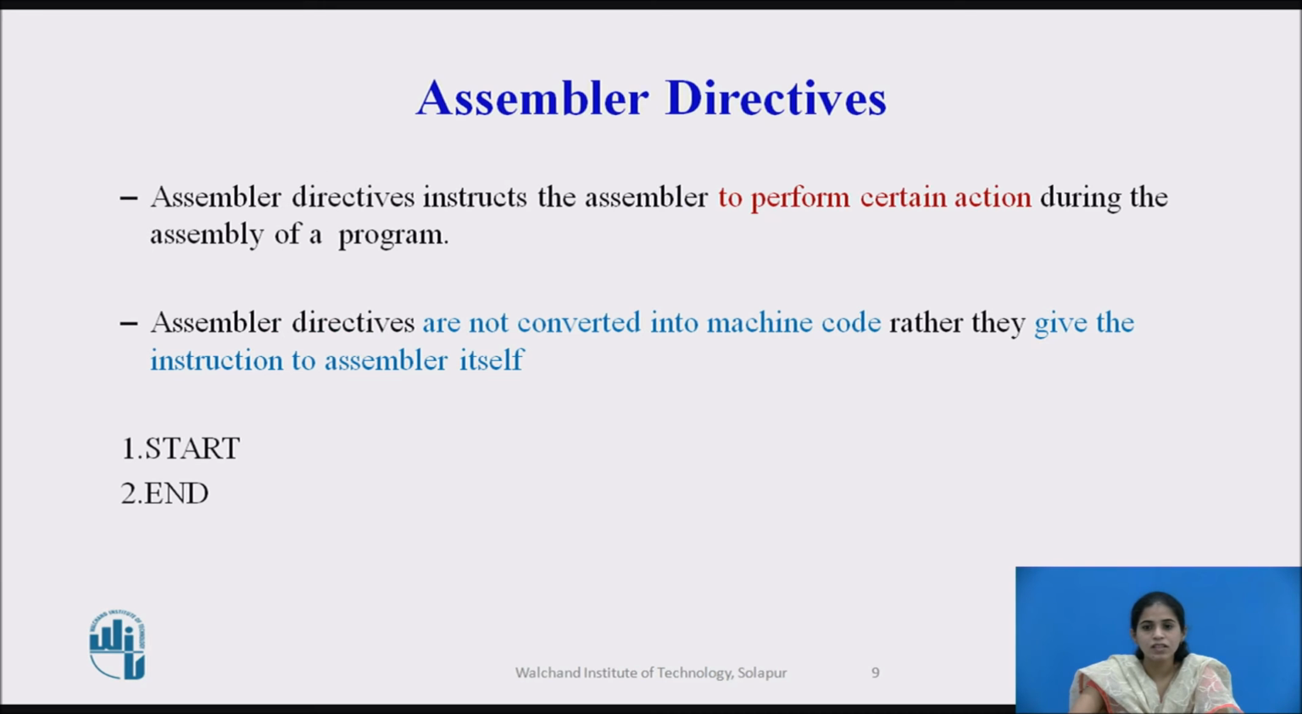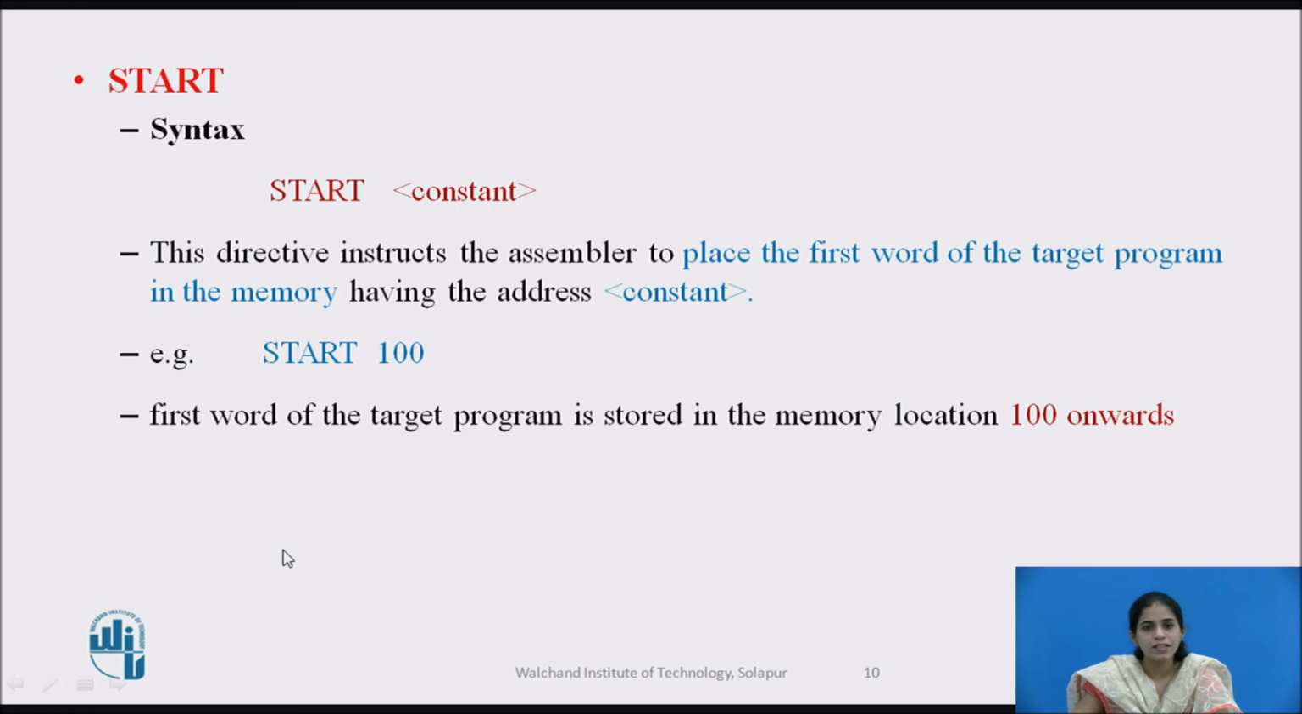The third type of assembly statement is the assembler directives. Assembler directives instruct the assembler to perform certain actions during the assembly of the program. Basically, assembler directives are not converted into machine code; rather, they give instructions to the assembler itself. Here there are two types of assembler directives. The first one is START and the second one is END. Now first we will see the START assembler directive. The syntax of writing the START assembler directive is START, and after that we specify the constant value.